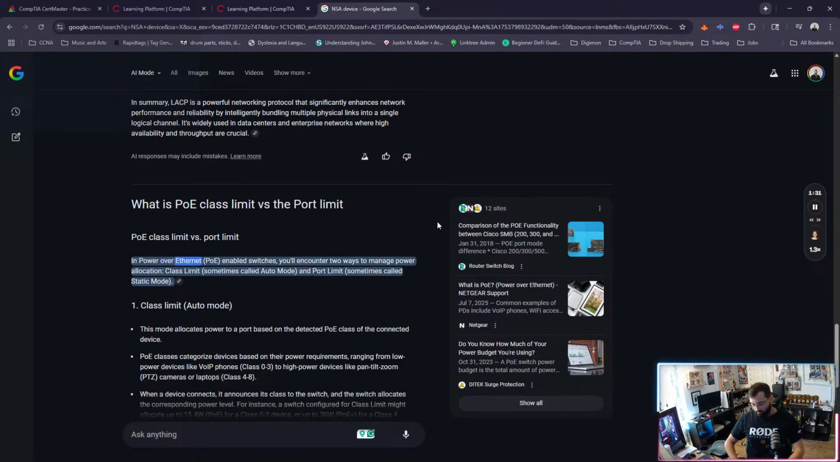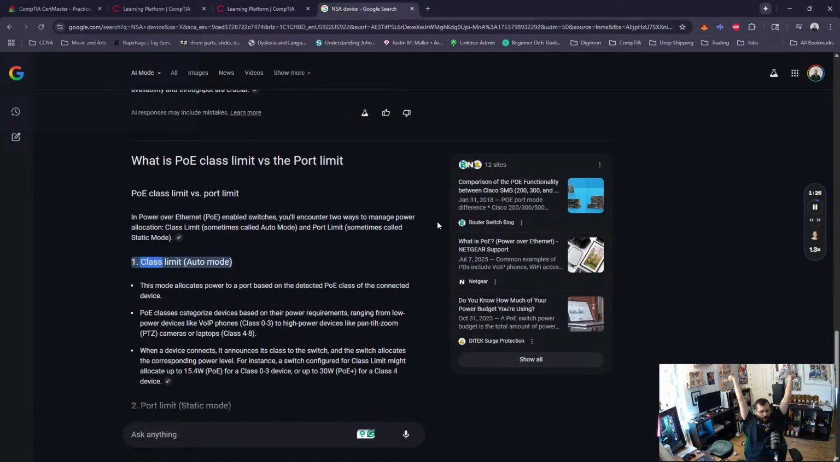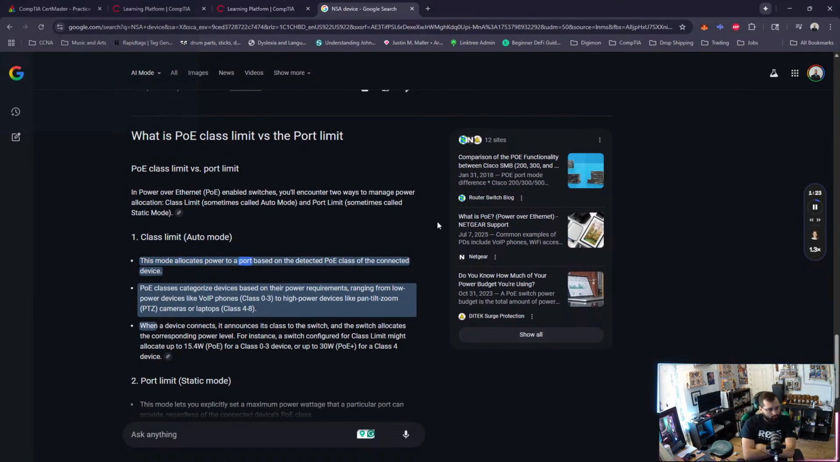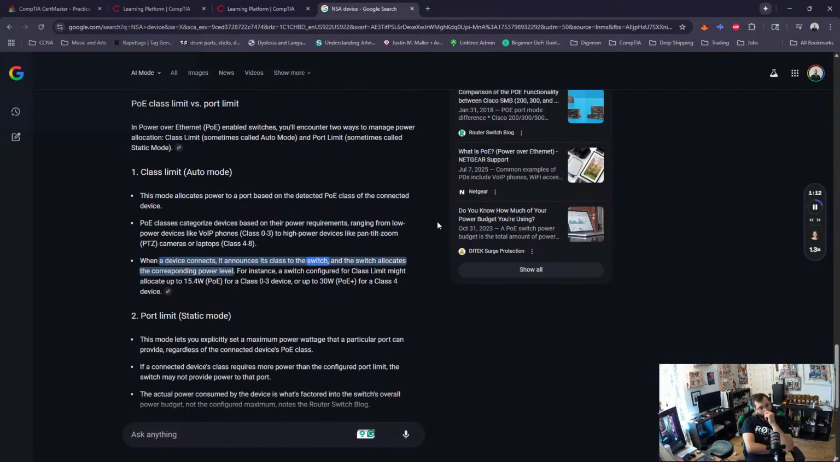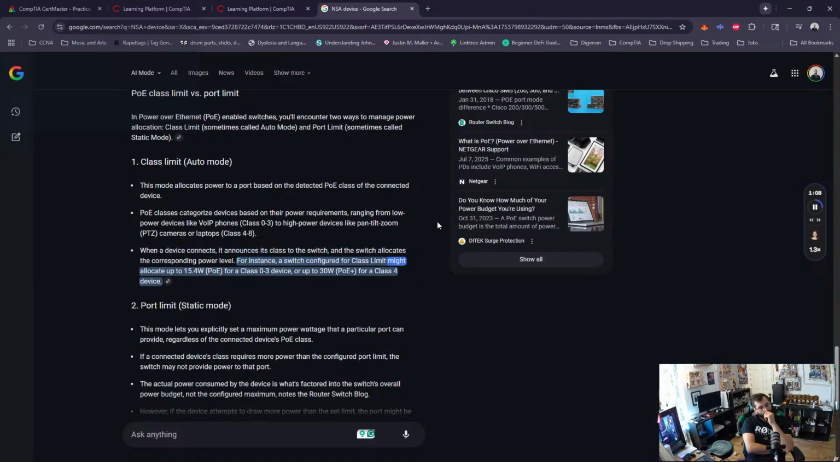Class limit versus port limit. In Power over Ethernet enabled switches, you'll encounter two ways to manage power allocation: class limit, sometimes called auto mode, and port limit, sometimes called static mode. One, class limit, auto mode. This mode allocates power to a port based on the detected class of the connected device. Classes categorize devices based on their power requirements, ranging from low power devices like VoIP phones, class 0 to 3, and high power devices like pan-tilt-zoom PTZ cameras or laptops, class 4 to 8. When a device connects, it announces its class to the switch, and the switch allocates the corresponding power level. For instance, a switch configured for class limit might allocate up to 15.4 W for a class 0 to 3 device, or up to 30 W plus for a class 4 device.